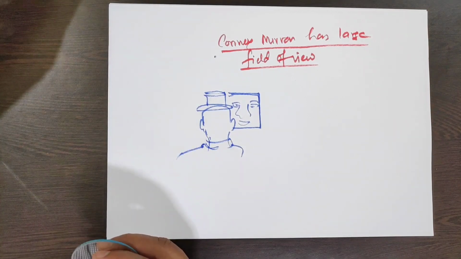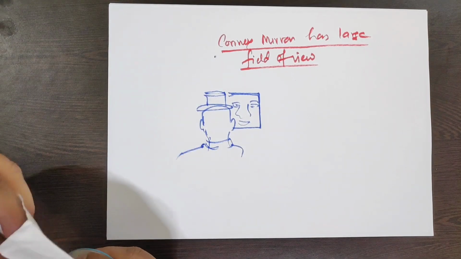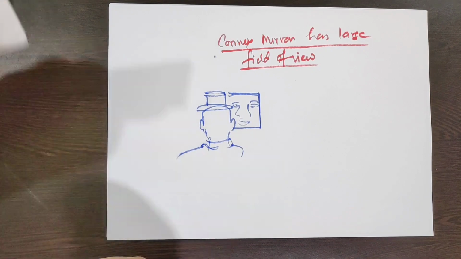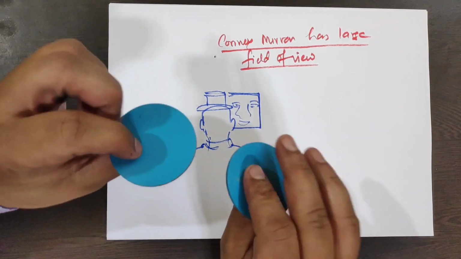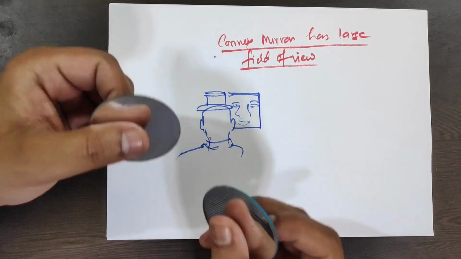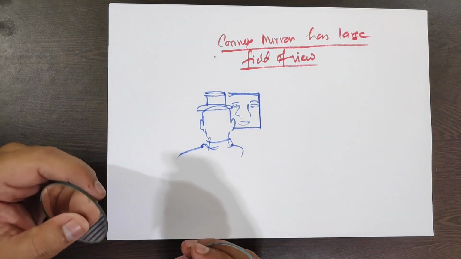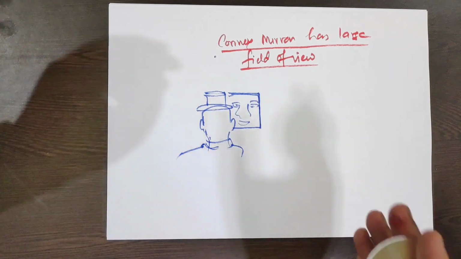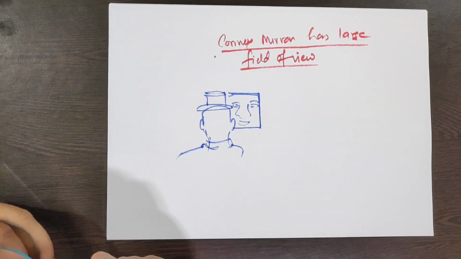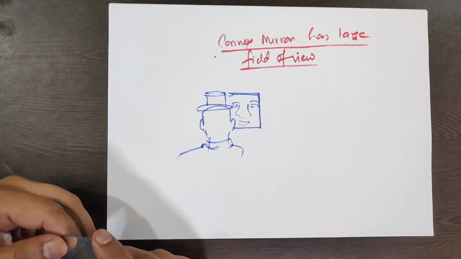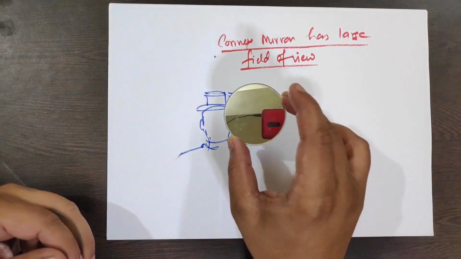So now I've got two mirrors in my hand. One is concave, one is convex. Simply by looking at those mirrors, they will look like flat, but they have a spherical shape. One is concave and one is convex, and I will demonstrate here.